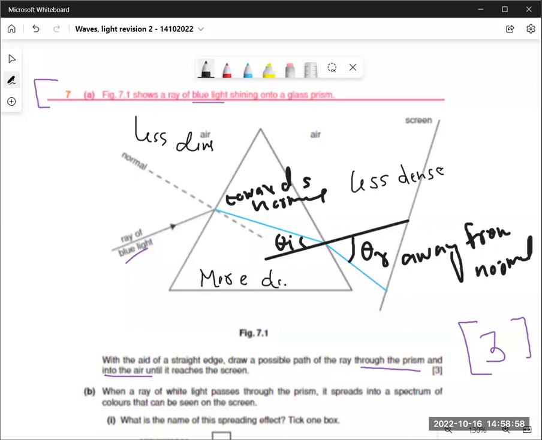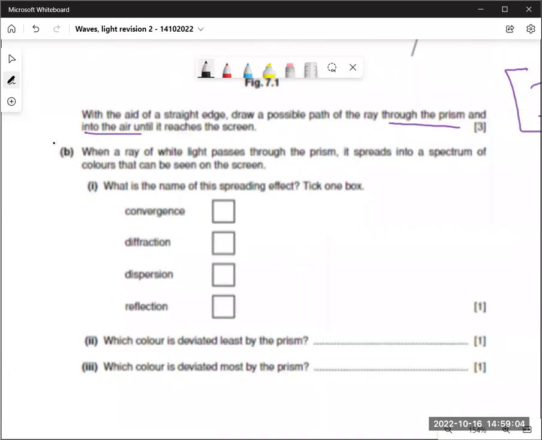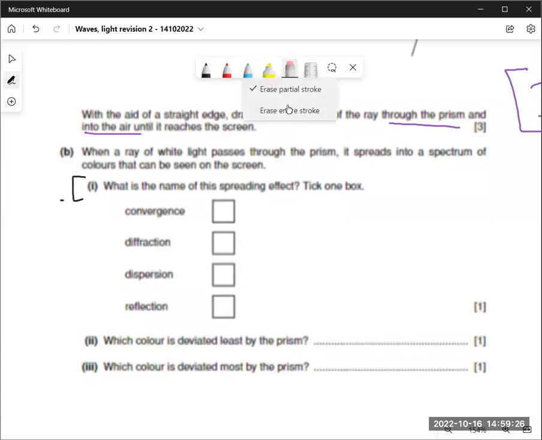Anas, Ayan, any questions? No. No, sir. Let's now read the question, Shreya. Okay, 1 second. With the aid of a straight edge, okay, we're done with that. When a ray of white light passes through the prism, it spreads into a spectrum of colors that can be seen on the screen. Anas, what is the name of the spreading effect? Quick, Anas, hurry up. Take one box. What is the name of the spreading effect?